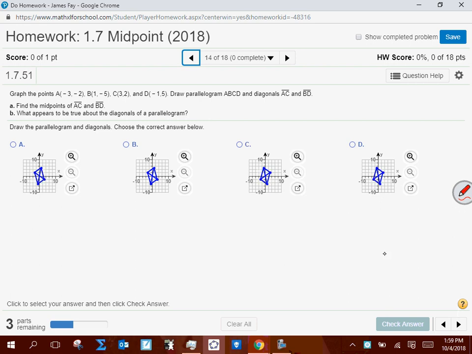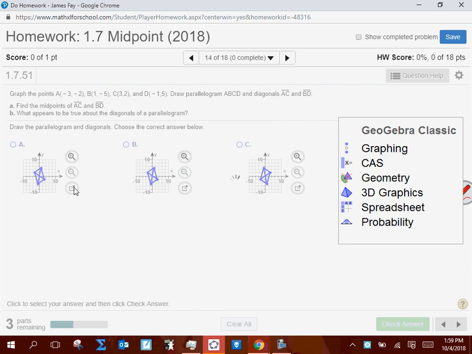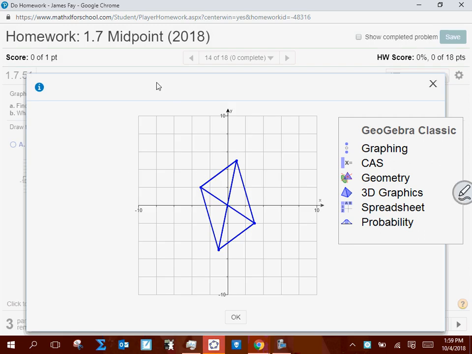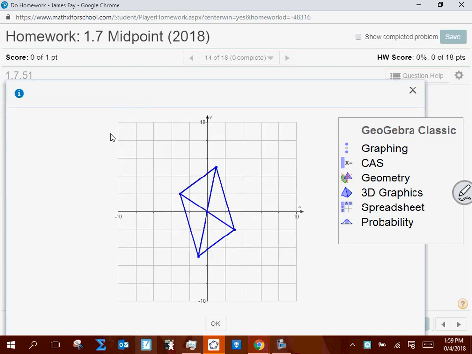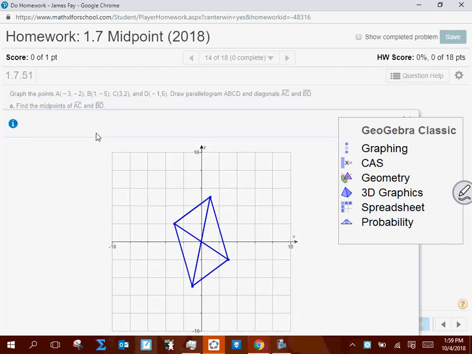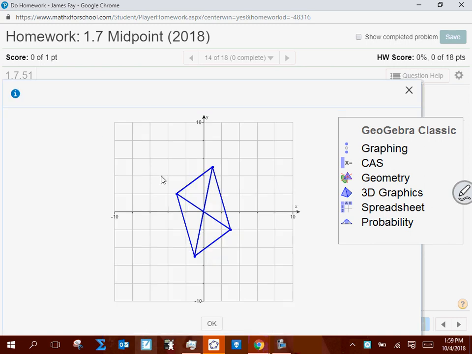All right, so this problem, like I said, I don't like the way that Math Excel asks us to graph these. You got to kind of maybe pop each one of these out or zoom in on them to really get an understanding of whether this graph is the one we're looking for or not. But I'm going to ask, these points are -3, -2, 1, -5, and so forth. But we got to pay attention.